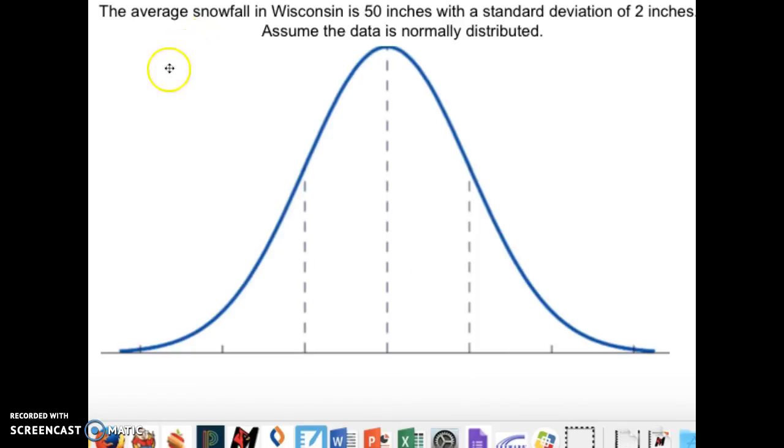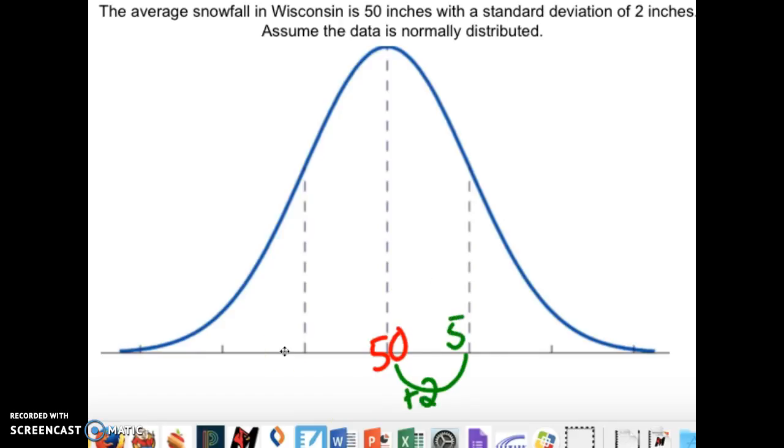So in this example, it's talking about how the average snowfall in Wisconsin is 50 inches, and it has a standard deviation of 2 inches. So if I were to be setting this up, I would put the average or the mean in the middle. So in this case, 50 would go here in the middle. And then to find the next bar, I would add the standard deviation, in this case 2 inches, to the mean. So I would add 2.